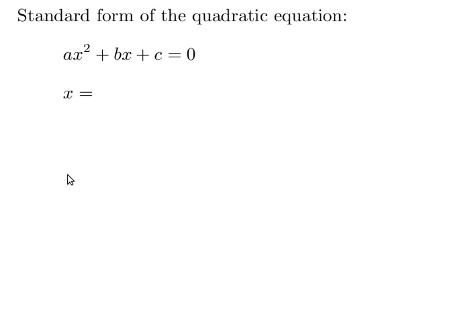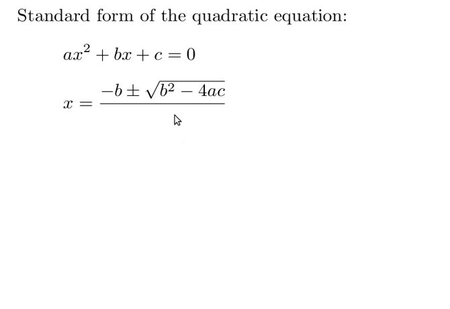So this is how it goes: x equals negative b, and you can already see there's a fraction bar, plus or minus. Remember that it's going to give us two different solutions, so you have a plus or minus the square root of b squared minus 4ac, 4 times a times c, all over 2a.